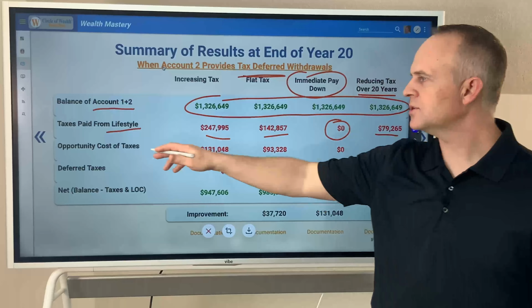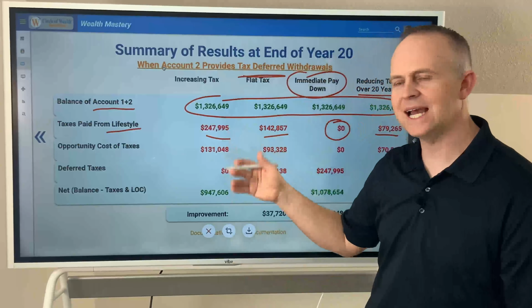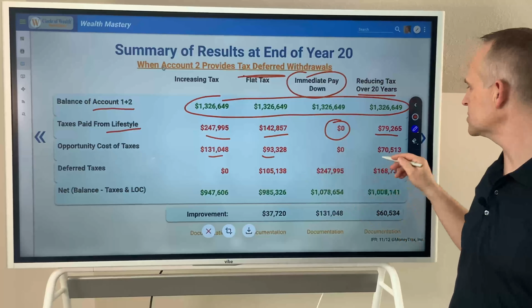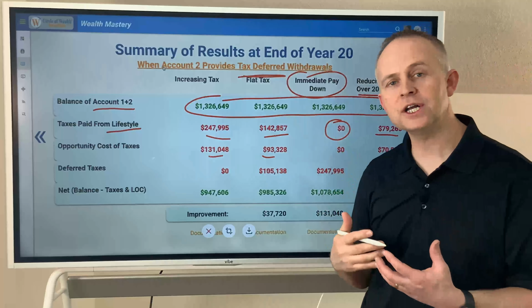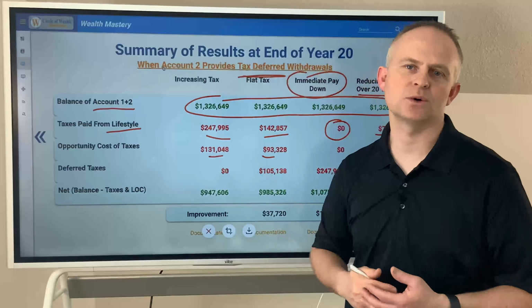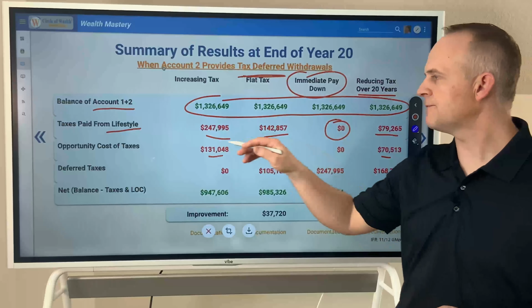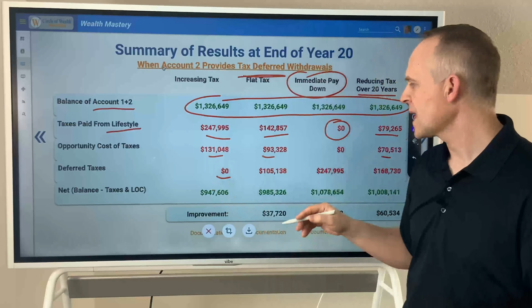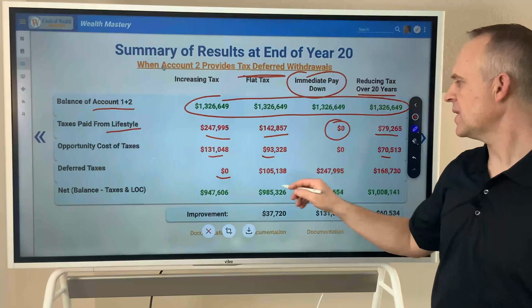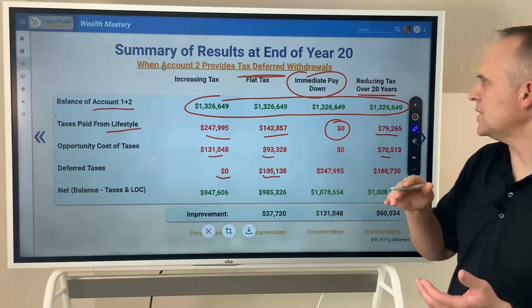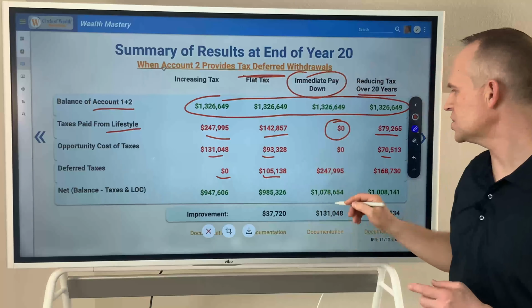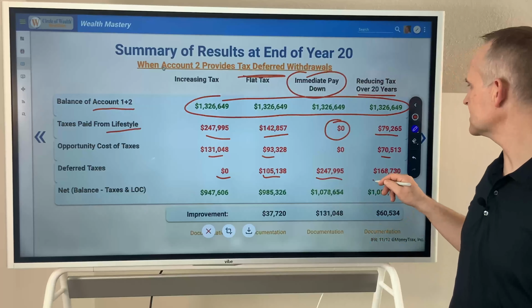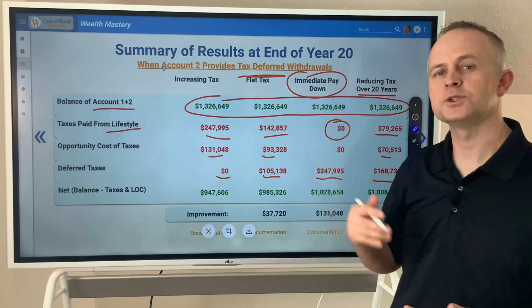Okay? How about opportunity cost of those taxes? Same kind of an idea. The more we pay in taxes, the more our lost opportunity cost is. So we have an opportunity cost on the money that could have been invested, but instead it had to go towards taxes. And then our deferred taxes, we didn't really have any deferred taxes here because we were paying them as we went. And then here on the flat tax, we have $105,000. And when we do an immediate pay down, just moving the money in one shot, we've got a deferment of $247,000 in taxes, and then $168,000 if we did it over 20 years.